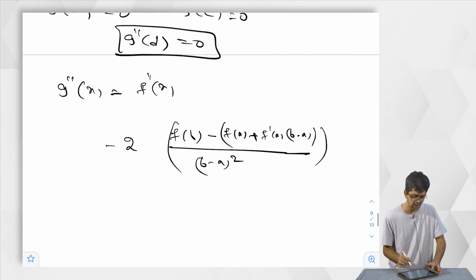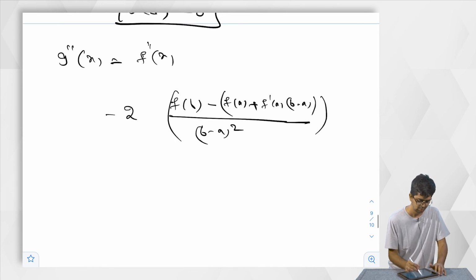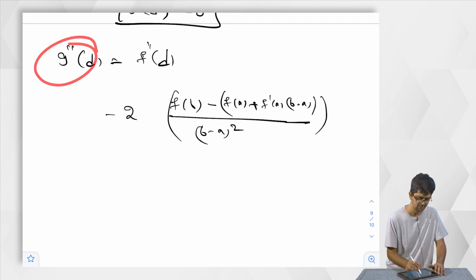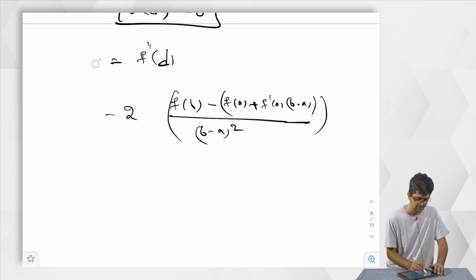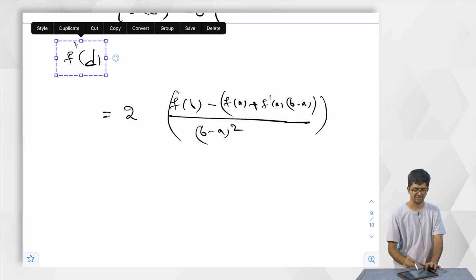this. Now what we know is g double dash of d is 0. So we will just put that. Again this is 0, this is 0, so we will just remove that, and simply write this is equal to 2 times f double dash is equal to 2 times fb minus fa, whatever it is.